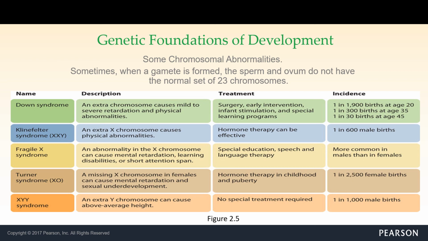And then XYY syndrome is an extra Y chromosome, and this can cause above average height, and this is 1 in every 1,000 male births. So 2 Y chromosomes.